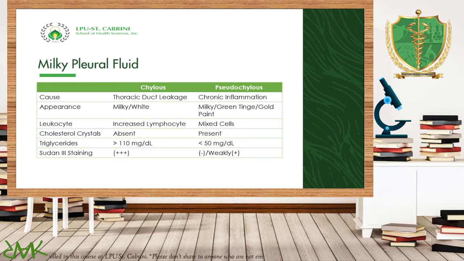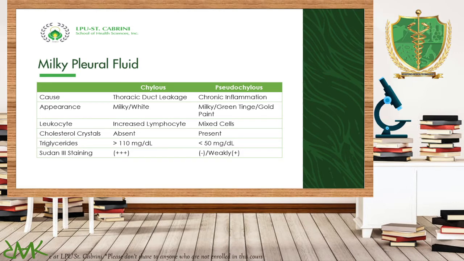Now, appearance: milky, well, of course, milky white, that's the pleural fluid. For pseudochylus, it can have a green tinge or a gold paint. What is the indication of green tinge? The indication of green tinge is actually inflammation or infection. Leukocytes: increased lymphocytes in chylus, while for pseudochylus, mixed cells, predominantly neutrophils. Cholesterol crystals are absent in chylus, while in pseudochylus they are present.